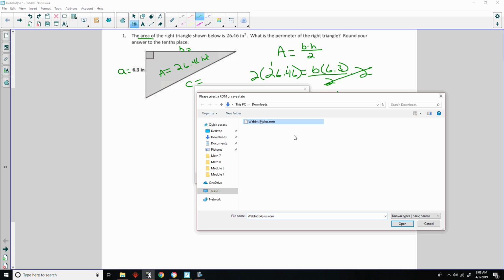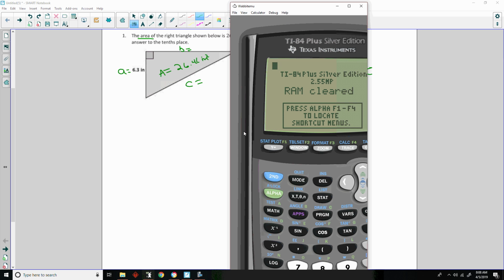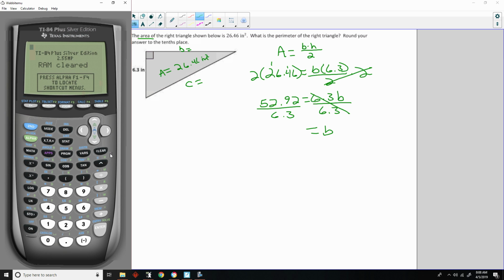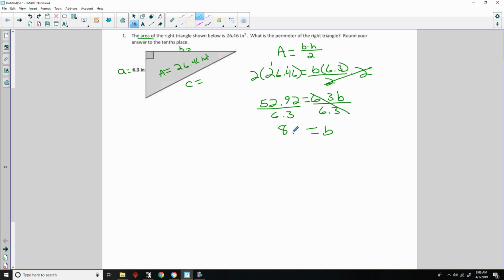Whoops, I didn't have it open. Let me just quickly do that. Okay, and we're going to take 52.92 divided by 6.3, and then we get 8.4. So now I know that the B is 8.4.